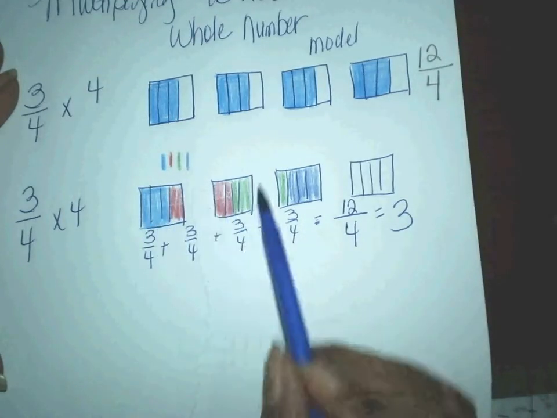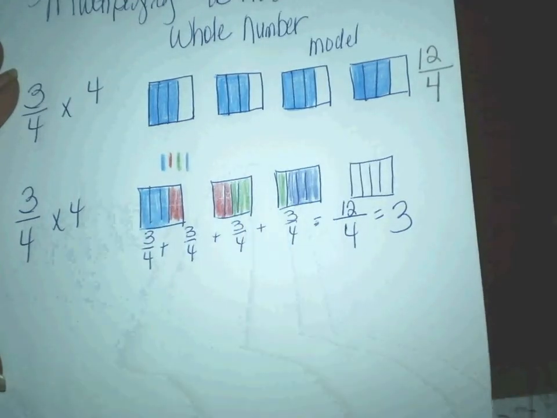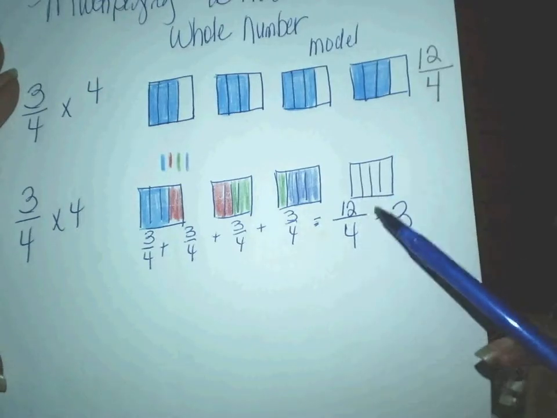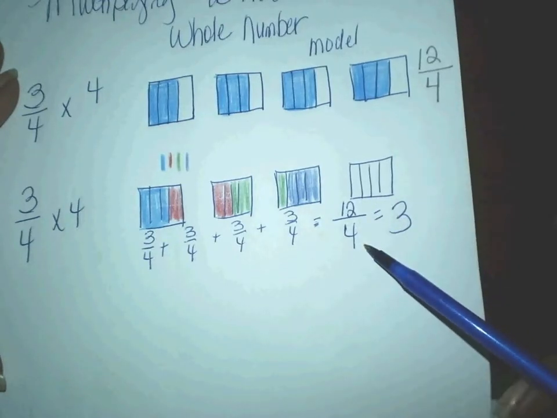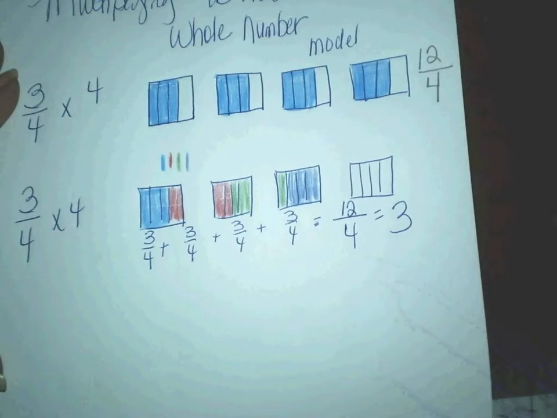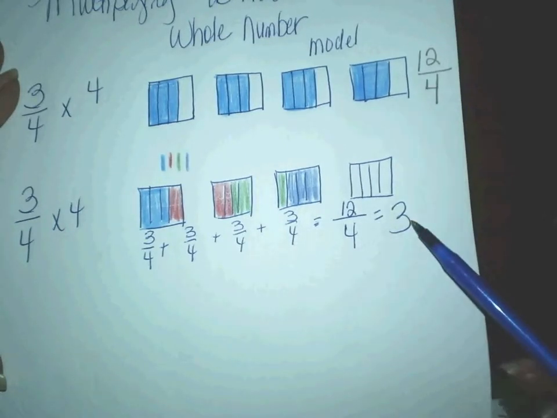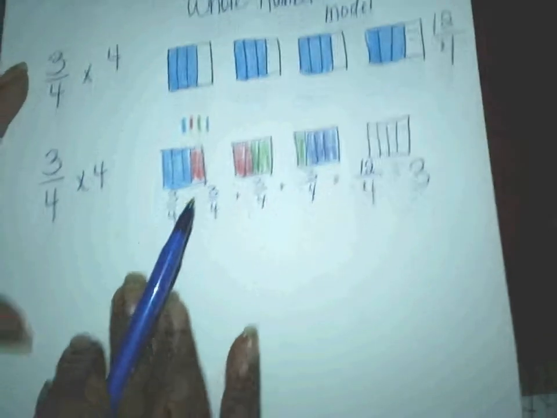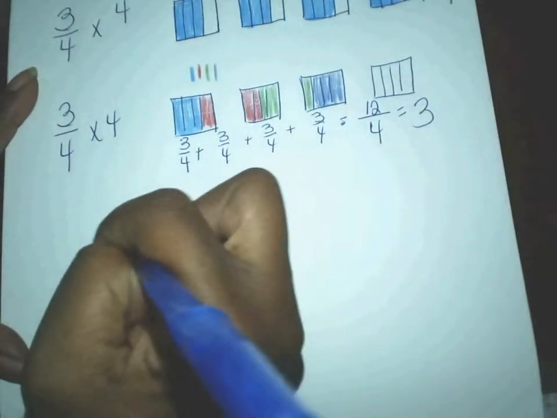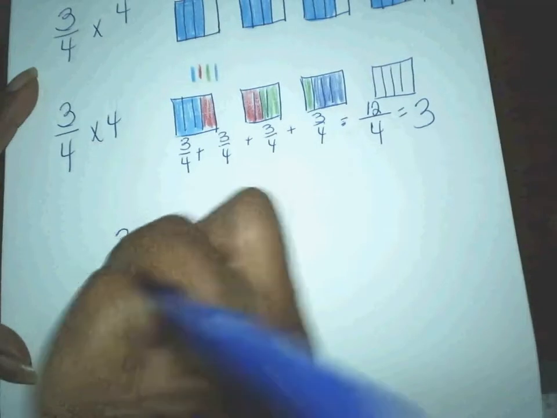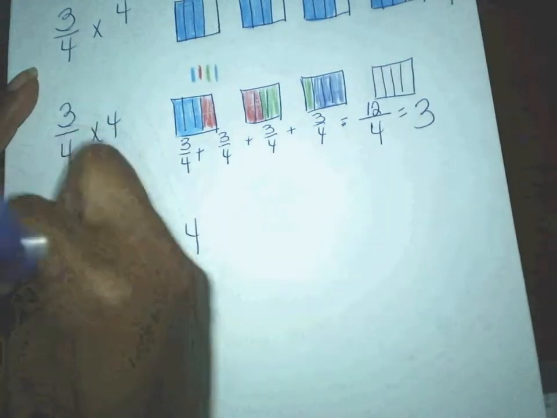That's a whole thing shaded. That whole thing shaded. This whole thing shaded. Okay? And if you have this, it's 12 divided into groups of 4. Or 12 divided into 4 groups, with 3 in each group. Okay? Now this is your mama's way. 3/4 times 4.